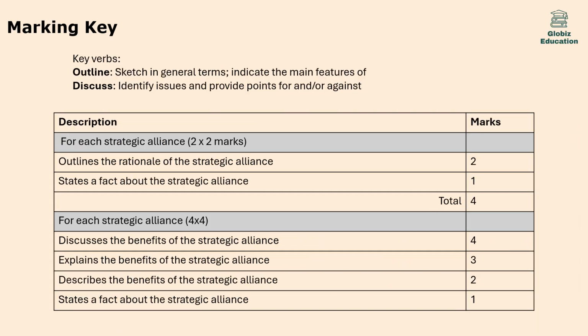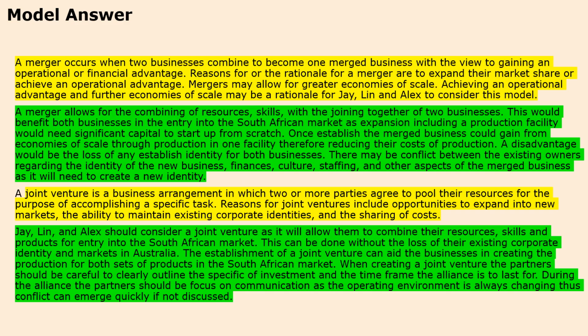So let's just have a look again at the marking key. Here, just quickly at the top, is the outline. So we're asking first of all to outline the rationale of joint ventures and mergers. That's 2 marks per outline. And then we're asked to discuss the strategic alliances and the benefits of each. You can see there in the SCASA verbs document, the word discuss means that you identify issues and points for and/or against. So here's an example of a model answer on the next page.